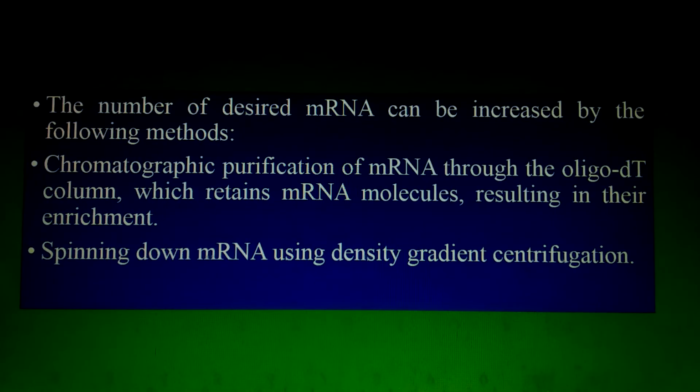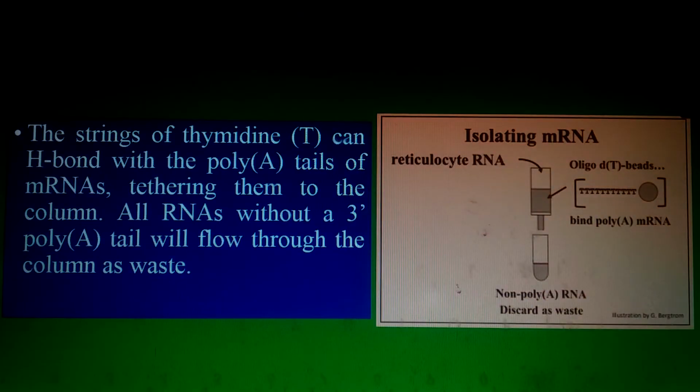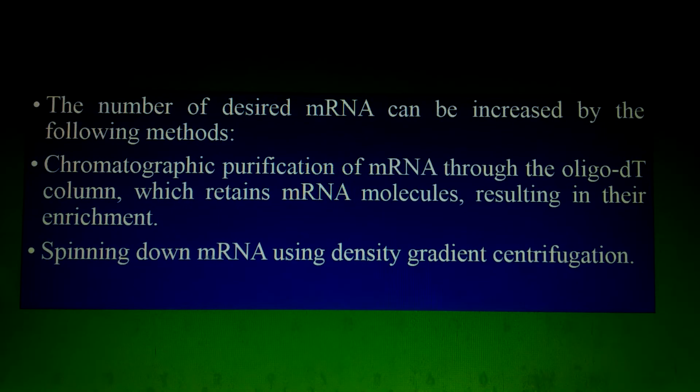Now what will happen? The amount of the desired messenger RNA can be increased by the following methods. You can use the chromatographic method, and you can also spin down messenger RNA using density gradient centrifugation. You can also get the messenger RNA by this method.